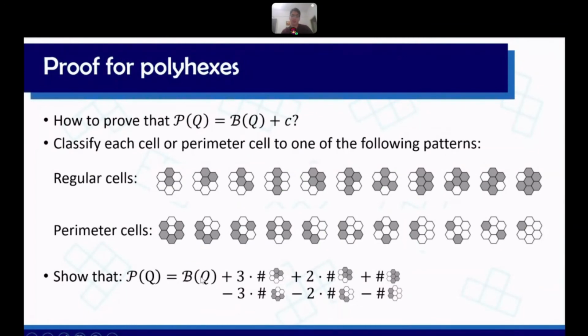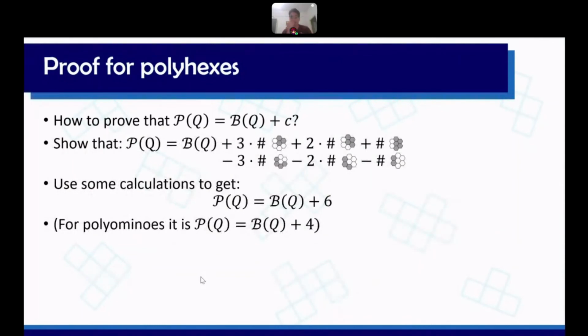What can we do with this pattern? Well, it appears that for polyhexes, this function is equal to 6 for minimal perimeter polyhexes. It is always equal to 6. And this is great. This is what we wanted to show, that the perimeter is equal to the border plus 6. And by the way, for polyominoes, it is 4. This is only logical.